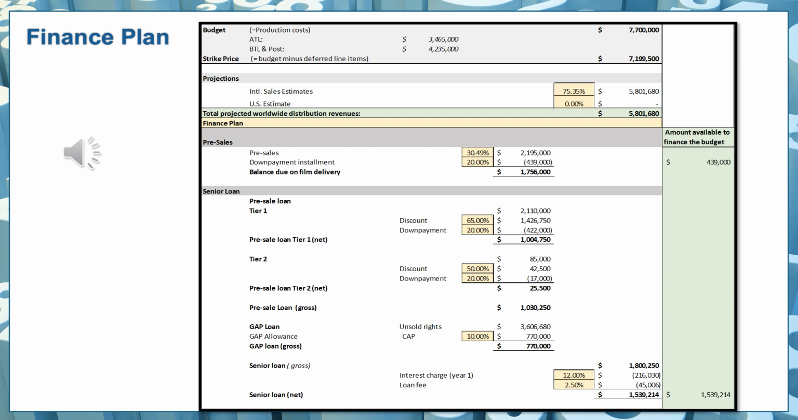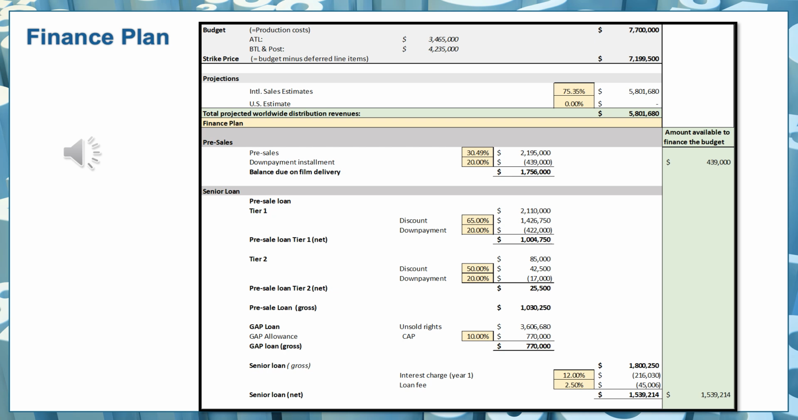The senior loan is broken up in a pre-sale loan and a gap loan. The pre-sale loan is broken up in Tier 1 and Tier 2 territories. Our Tier 1 territories are combined $2,110,000. The bank will apply a 65% discount, giving us $1,426,750. The down payment that we have to deduct for this is $422,000. The Tier 2 territories will also have a down payment deducted of 20%, so they are discounted at 50%.